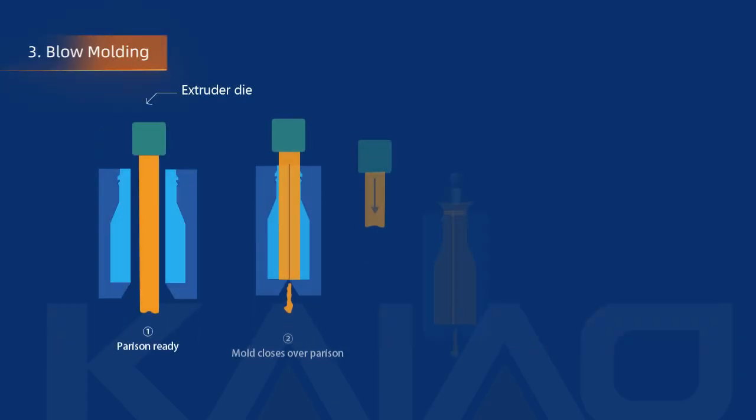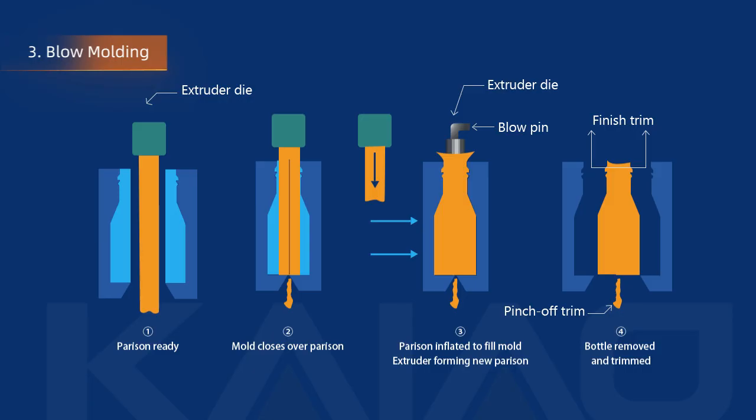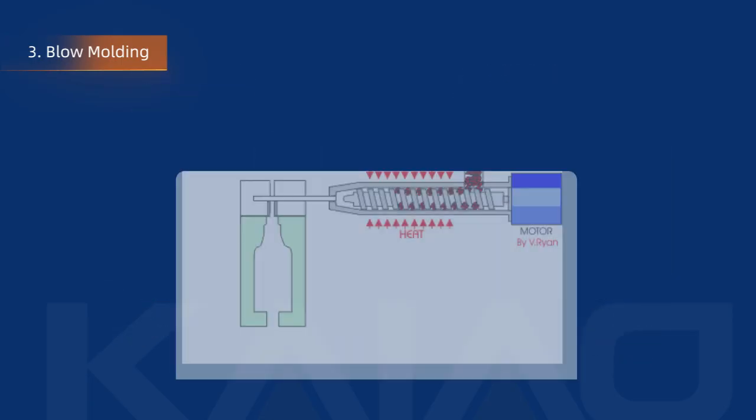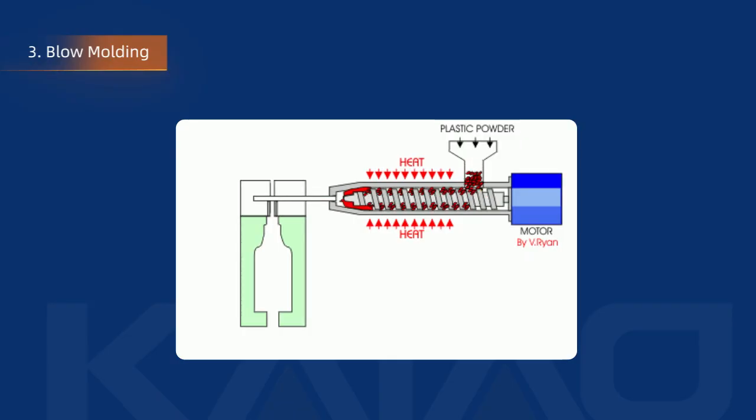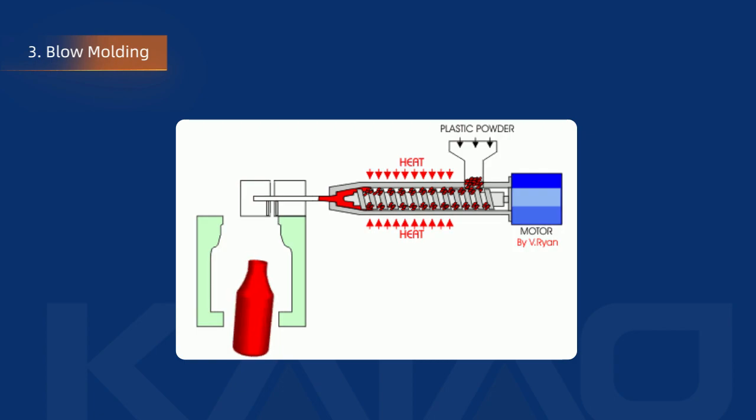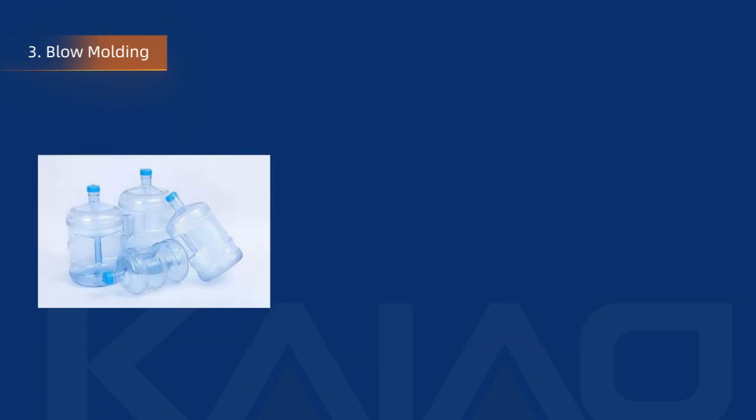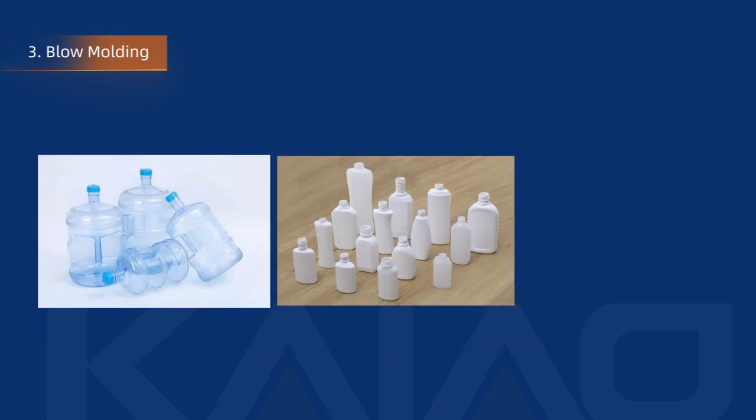Number 3. Blow molding. A heated plastic tube is inflated inside a mold using compressed air. It's highly efficient, lightweight, and leak-proof. The wall thickness control is less precise, used everywhere for hollow containers like water bottles, shampoo bottles, and fuel tanks.